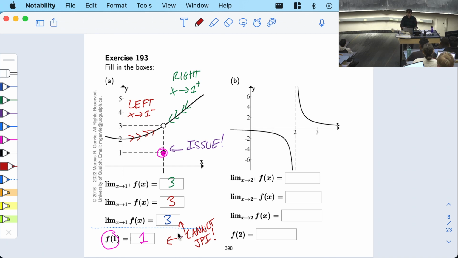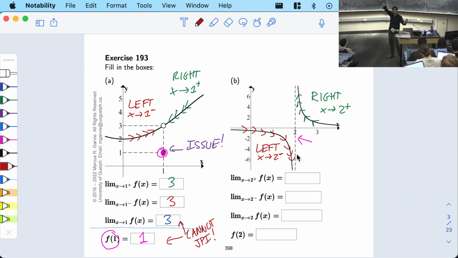Part B, we also said there is a different issue going on here at x equals 2. There's another issue, and this time the issue manifests itself in a slightly different way. We can do the limits again. We can do the right limit, x going to 2 plus, and we can do the left limit, x going to 2 minus, and they are two completely different things.